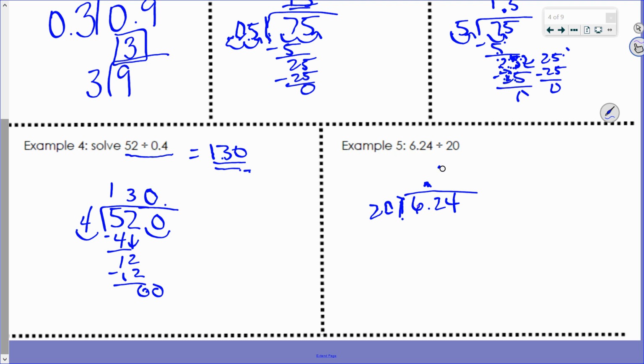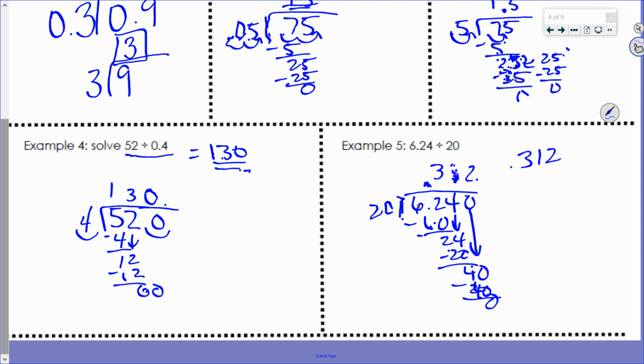That actually says 3. There we go. 60 gets me 24. Goes into 24 once. Am I at a 0 yet? Nope, I still have a 4. So now what do I do? Bring the 0 down. Add a 0, bring it down. Goes into 40 twice. So I end up with, I'll rewrite it over here to make sure you can see it. 312 hundredths. Thousandths.